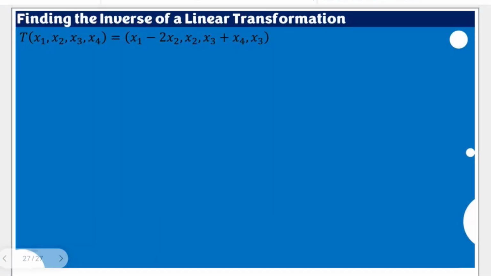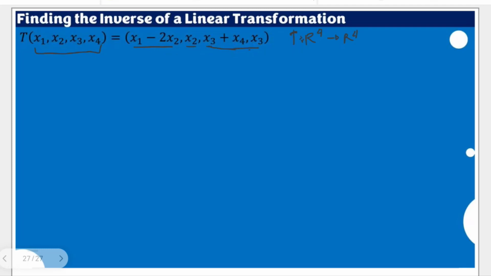Let's continue with finding the inverse of a linear transformation. And by the way, this will be the last example, as we are going to deal here with a transformation from R4 to R4. This is because our vector here has 4 components, and the resulting transformation also has 4 components.